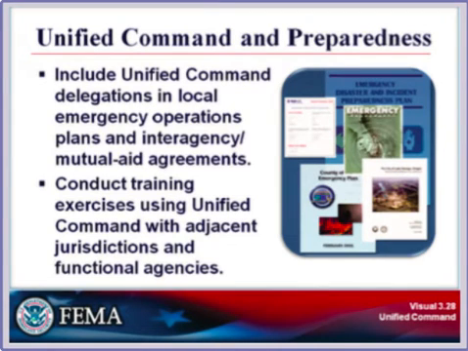In order for unified command to be used successfully, it is important that agencies and jurisdictions prepare to use it. Preparation can be achieved in the following ways. First, include unified command in local operational plans. It is recommended that unified command structures and agency responsibilities in local areas be included in local emergency operations plans and interagency mutual aid agreements.